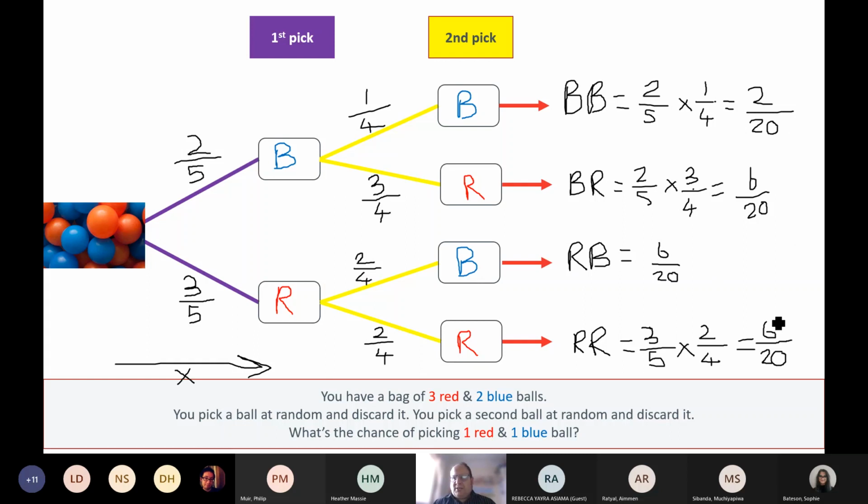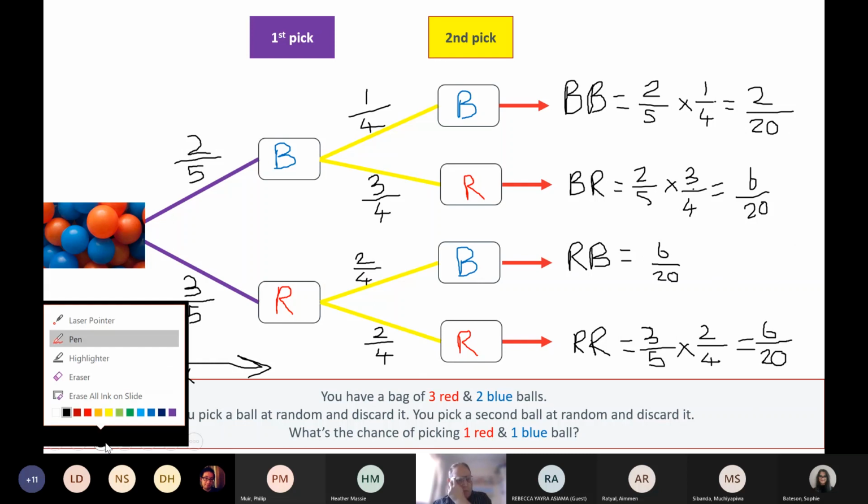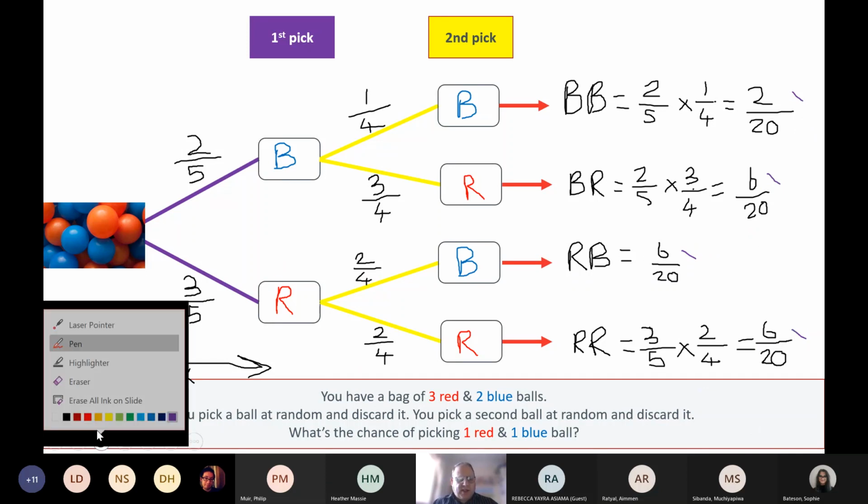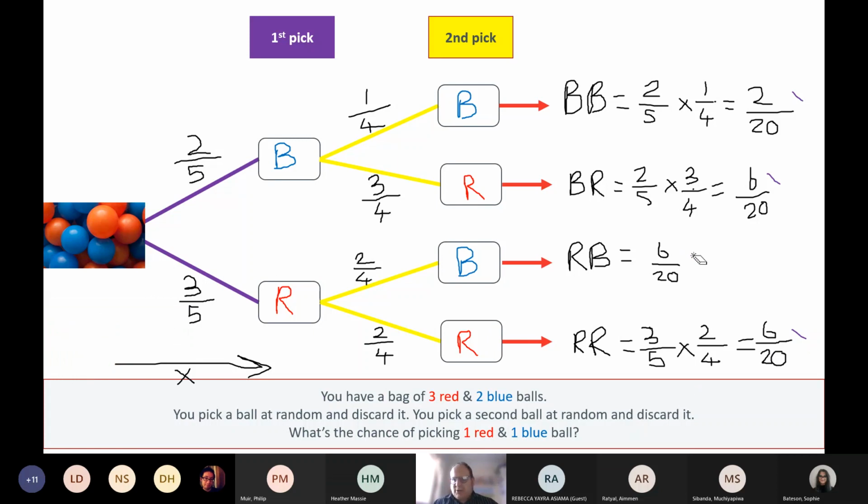One of the benefits of me not simplifying is you'll see all of these now end in 20, which is good because when I'm coming to add them together in a moment, that'll be really useful. And if we do 2, add 6 is 8, add 6 is 14, add 6 is 20. So we know we've got the right numbers because out of all of those, they come to a total of 20 out of 20, which is what we want them to.